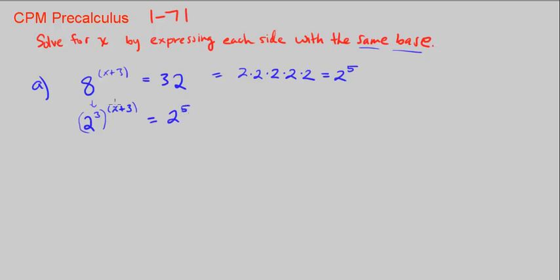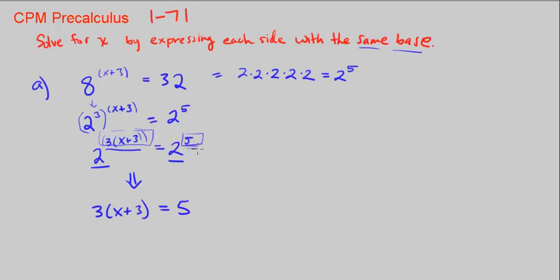Now we can use the properties of exponents to know that this is the same as 2 to the power of 3 times x plus 3, since these get multiplied together. It's equal to 2 to the 5th. Now that we have the same base, both base 2, the exponents alone equal each other. So we can go straight to saying 3 times x plus 3, this exponent here, equals 5, the exponent here.